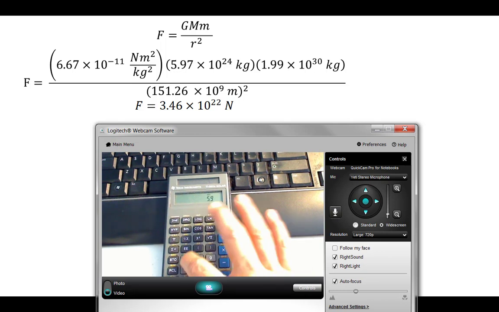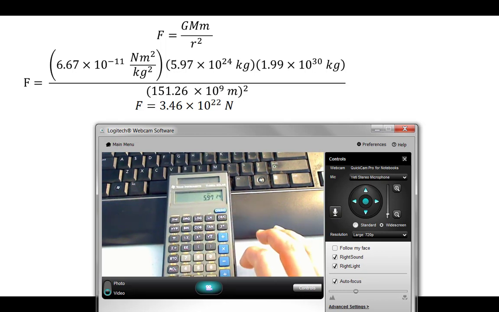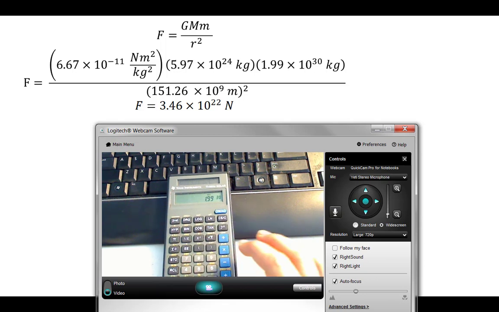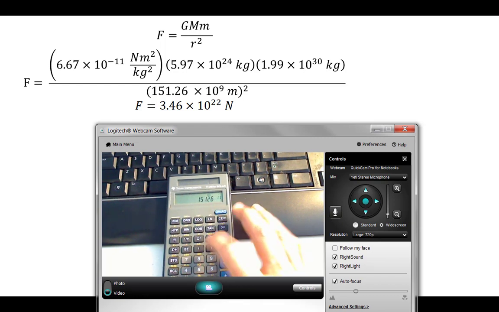So I'm now going to multiply that by 5.97 times 10 to the 24 and 1.99 times 10 to the 30th. Okay? So that brings us back to the 7.92 times 10 to the 44 numerator that we got with the other calculator. Now with this calculator, I'm going to be a little bit more careful with how I do the denominator to make sure that I put the number into the denominator and then square the whole thing. To do that, I'm going to hit the divide button, and then I'm going to put in parentheses, 151.26 times 10 to the 9th, close the parentheses, square it, and hit equals, and that gives me my number of 3.46 times 10 to the 22.